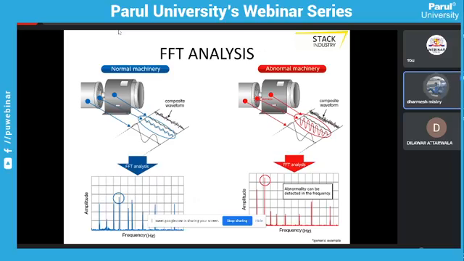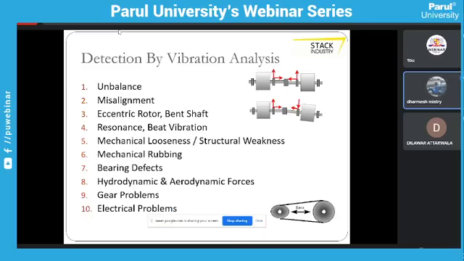This analysis helps to reduce the downtime. It gives exact data on what the issue is, whether it is misalignment, mechanical looseness, or structural. Okay, so hopefully you are clear on what vibration is and why it is necessary in industry. So the next thing is what we can detect by vibration analysis.